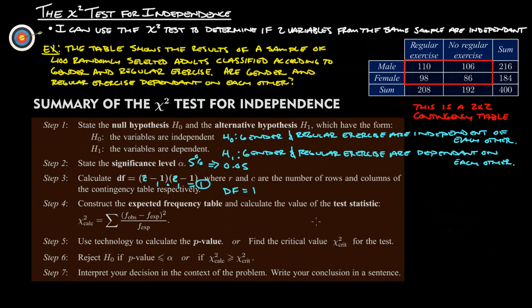Now, step 4, construct the expected frequency table and calculate the value of the test statistic. I'm not going to require you to do the expected frequency table by hand, but I have seen that many times on an IB test. So I'm going to show you really briefly how you would do an expected frequency table by hand.